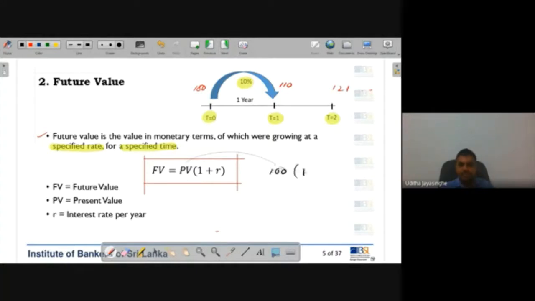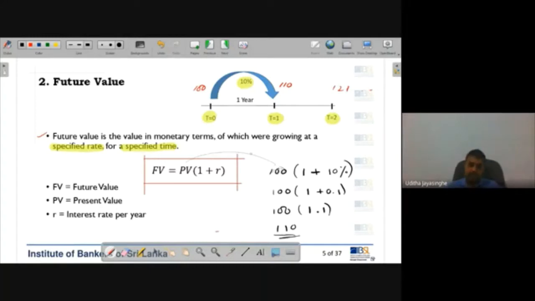What is this r? That is the 10%. So how do you come to this 110? It is by taking the 100 into 1 plus 0.1, or 1.1. That's how you get 110. Simple. So this gives you the idea that after 1 year at a rate of 10%, my current 100 rupees is going to be worth 110 rupees.